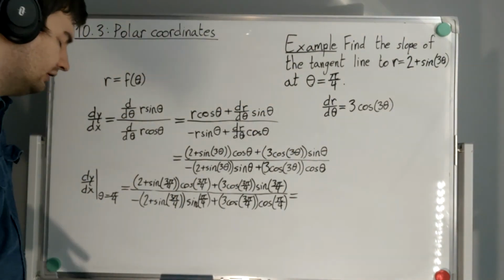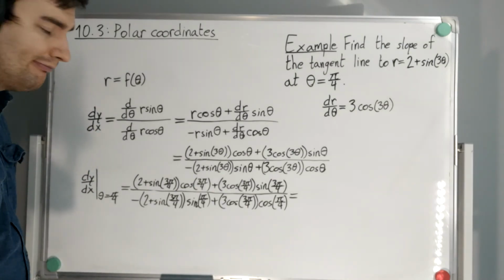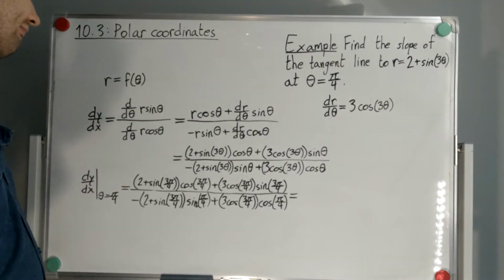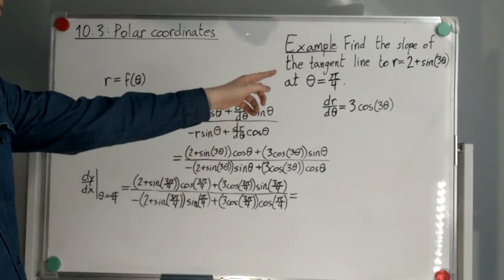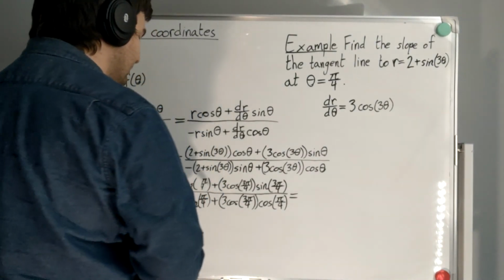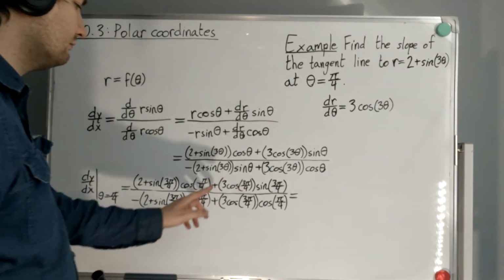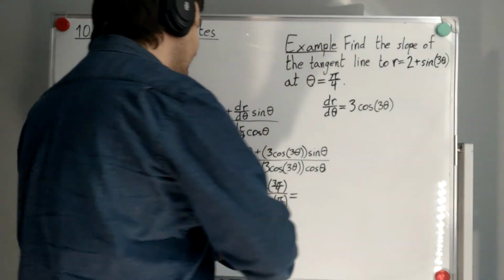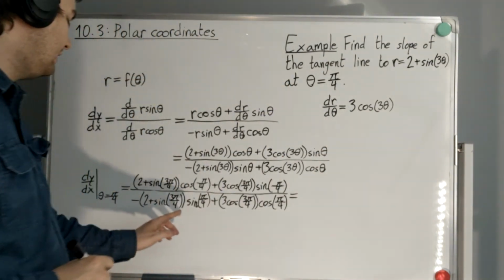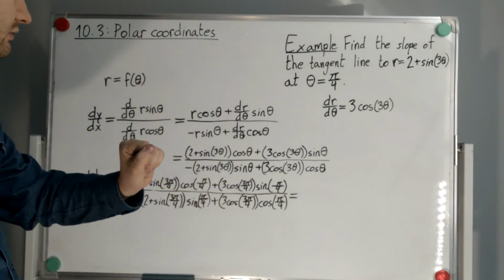Okay, so you put all this stuff in. Sine of 3 pi over 4 is root 2 over 2. Cosine of 3 pi over 4 is negative root 2 over 2. Wait a second, hang on. This should be cosine of pi over 4, which is actually positive root 2 over 2. Yes, I made another mistake here. There should be pi over 4, and then I think the rest is correct.